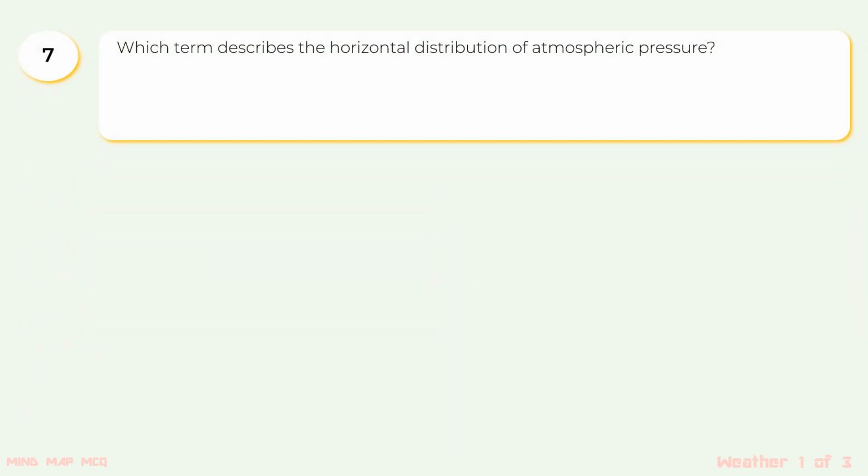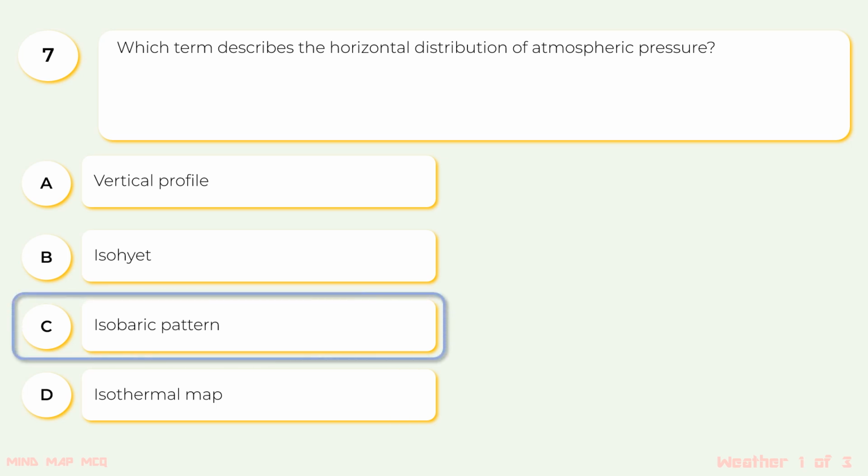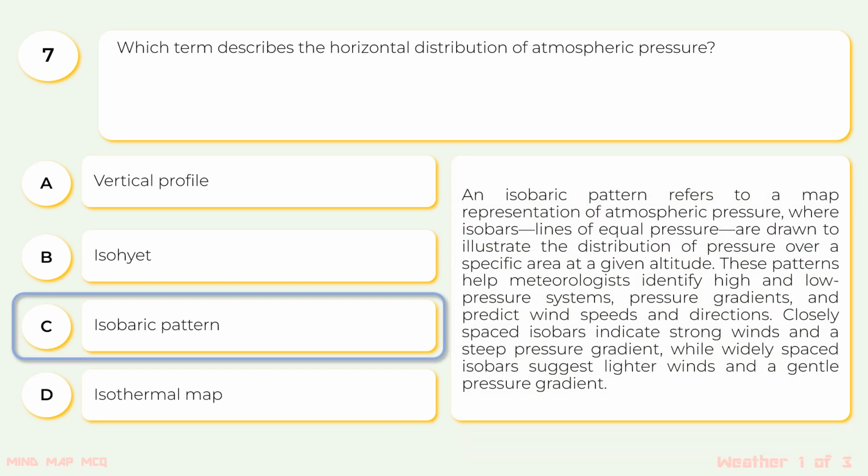7. Which term describes the horizontal distribution of atmospheric pressure? The options are A. Vertical profile, B. Iso height, C. Isobaric pattern, D. Isothermal map. The correct option is C. Isobaric pattern. An isobaric pattern refers to a map representation of atmospheric pressure where isobars, or lines of equal pressure, are drawn to illustrate the distribution of pressure over a specific area at a given altitude.